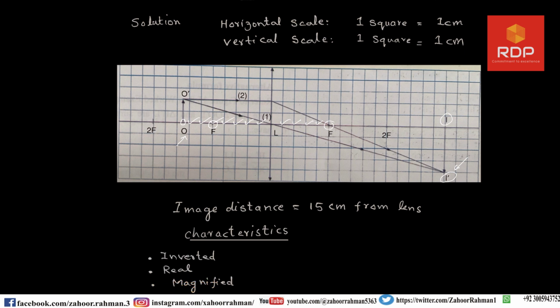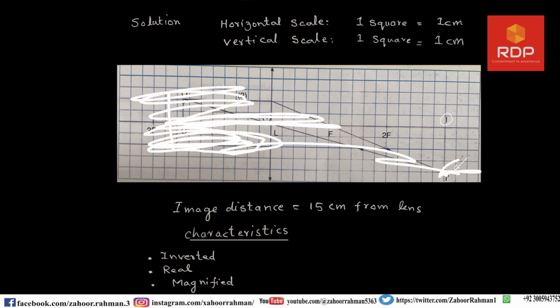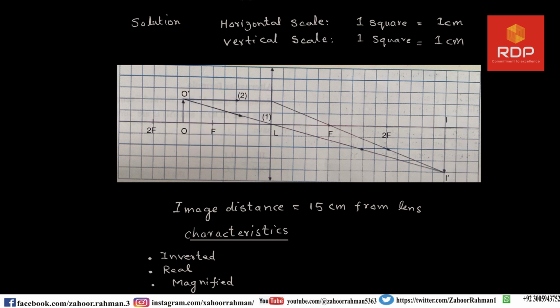Find by scale drawing the position of the image. Describe the characteristics of the image. Very important characteristics. So first, let me erase these things from this diagram, so we will see a clear-cut diagram in this case.